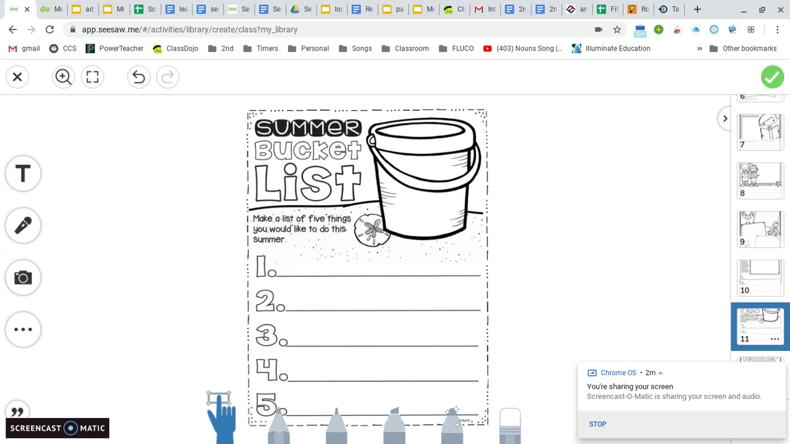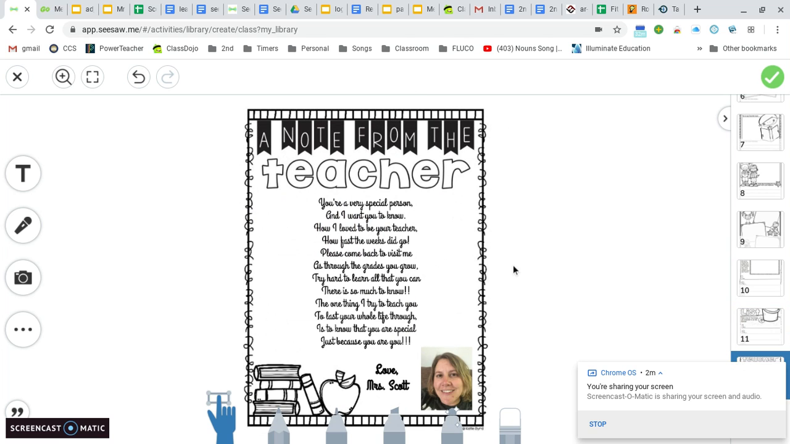And here is a page for things you want to do this summer. Set those summer goals. And then lastly, a lovely picture from your teacher.